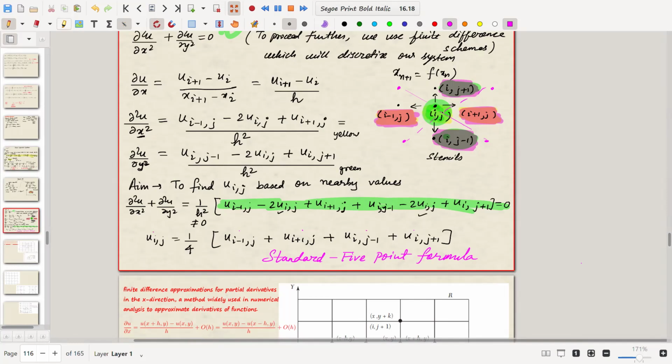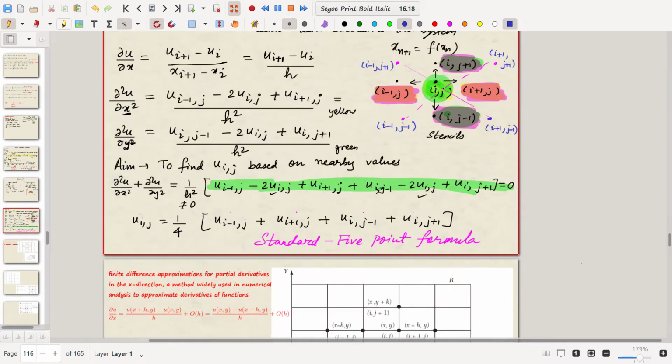Yes, tell. I minus 1 comma j plus 1. What is this coordinate? I plus 1 comma j plus 1. This coordinate? I minus 1 comma j minus 1. This coordinate? I plus 1 comma j minus 1. Good. So these are the 4 points.